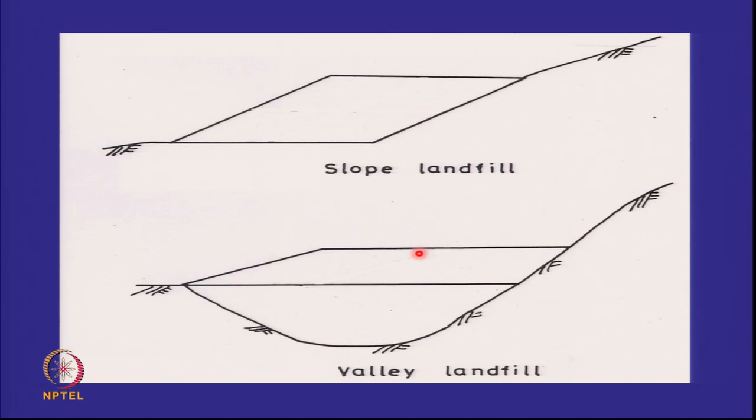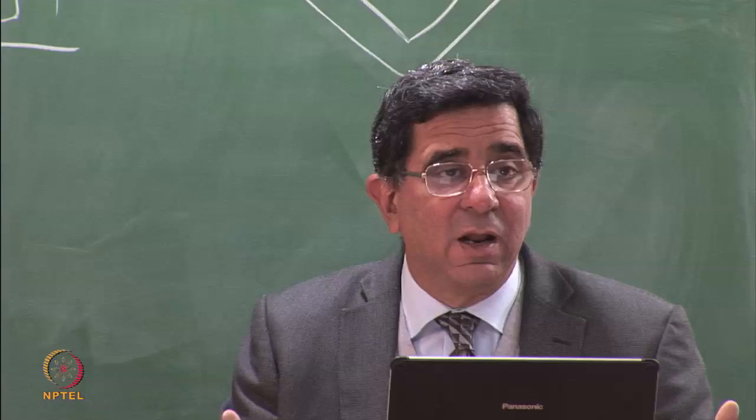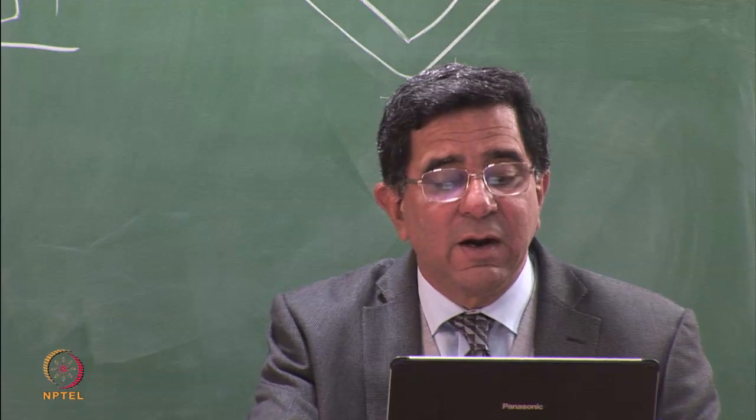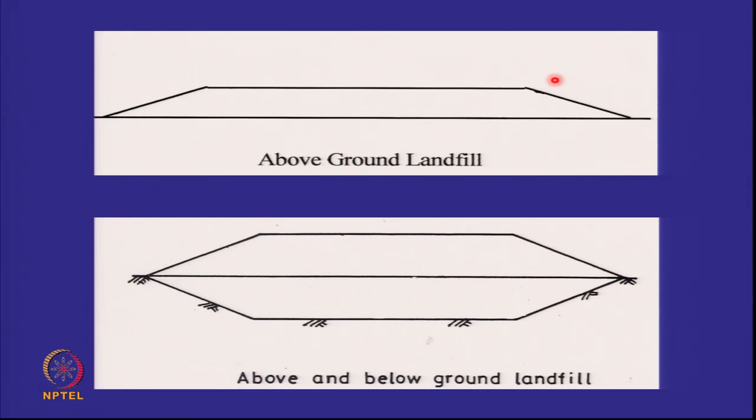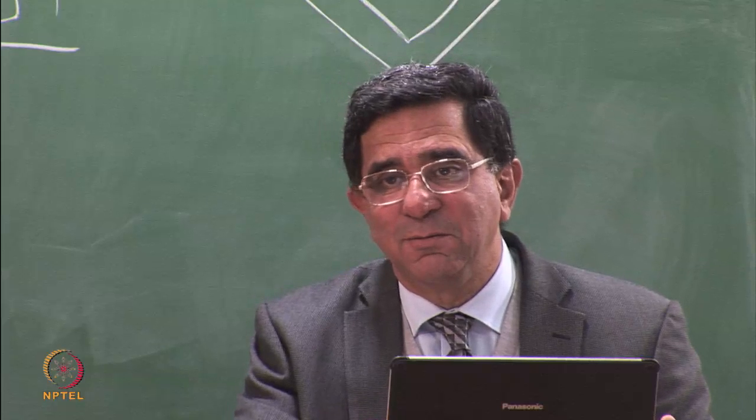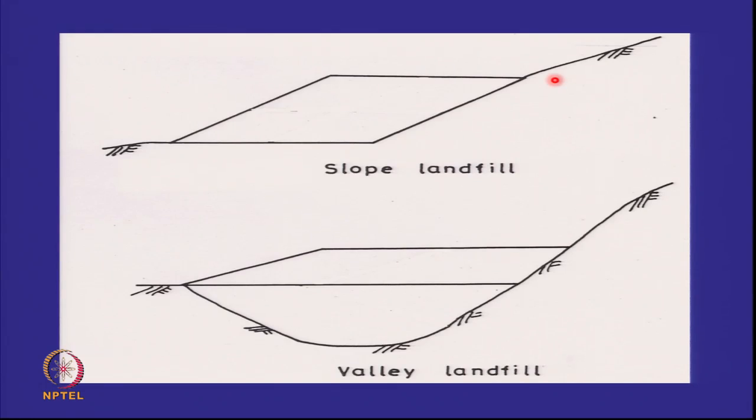Yet another option is to do it on the sides of hills. This is a side slope landfill. If your topography is sloping and you are in a hilly region, you can't adopt these. If you are in a valley or flat ground, you can adopt these. But if you are not on flat ground, if you are on sloping ground, then you have to adopt this. This is a side slope landfill, and this is a valley landfill.